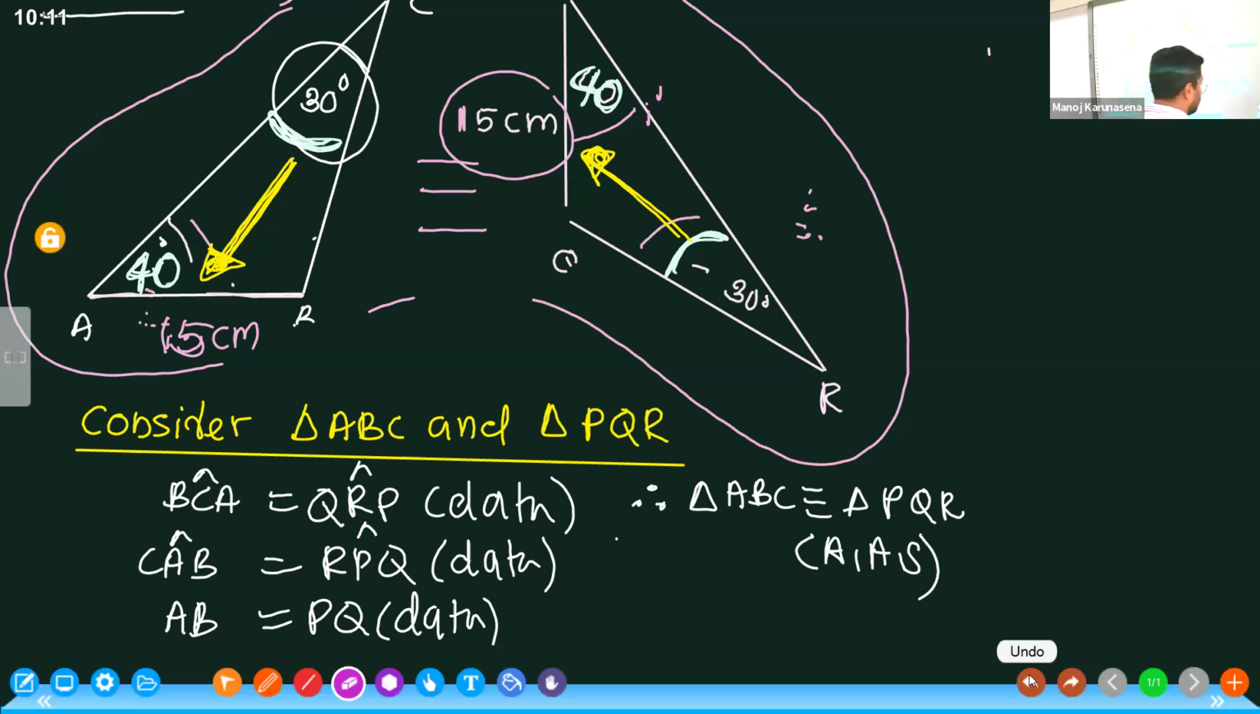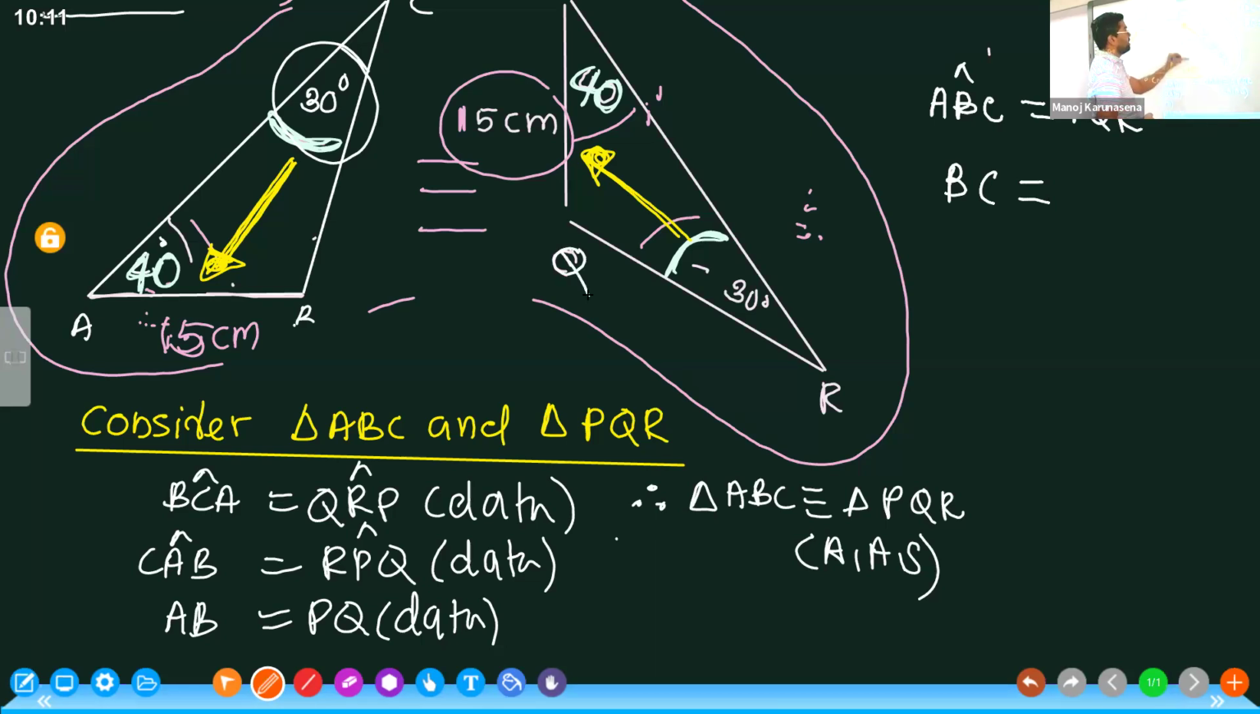So what are the corresponding elements which are equal to one another? Angle, very easy. Angle ABC should be equal to angle PQR. Right? Now the 30-degree angle, and 40. What is the side opposite to the 40-degree angle? BC should equal what? BC equals QR.